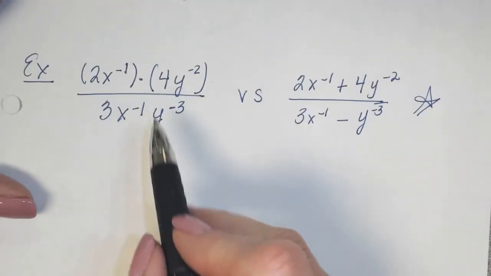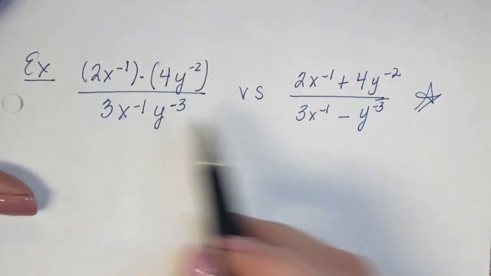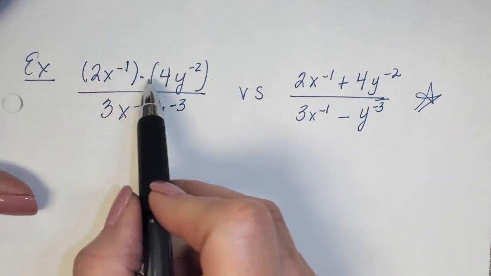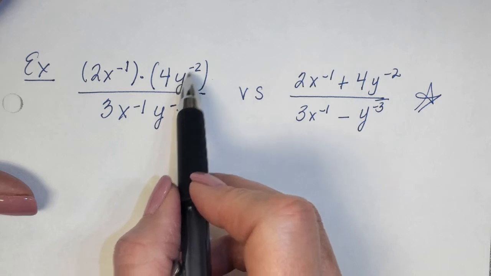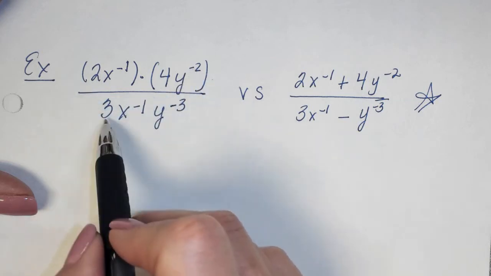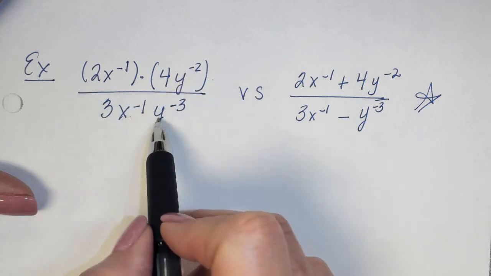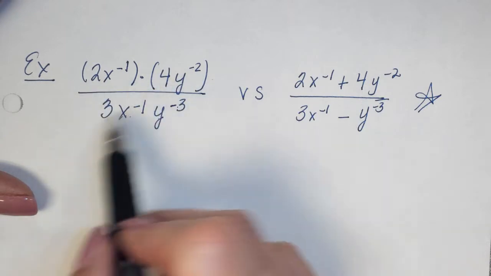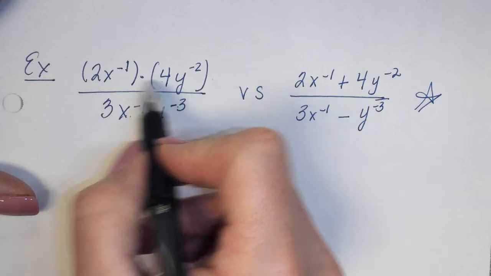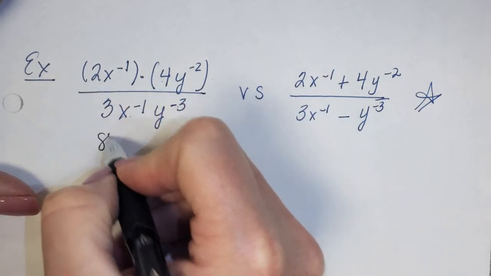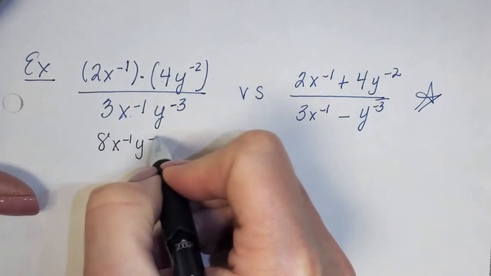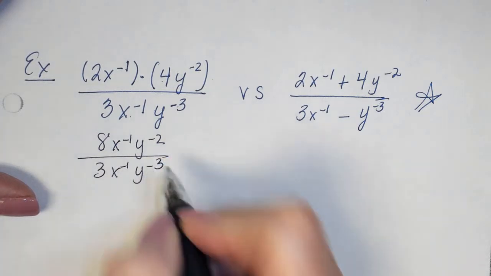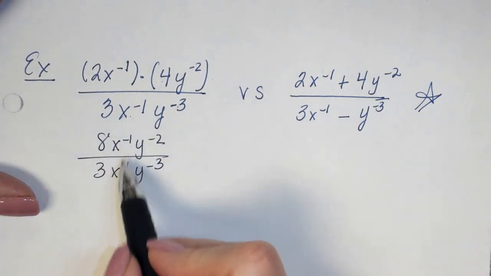All right, here's the other thing. This is super important, this concept. If I have 2x to the -1 times 4xy to the -2, all over 3x to the -1, y to the -3. These are all factors, okay? So I can combine the 2 and the 4 and get 8. Now, because these are all factors, I can move them.